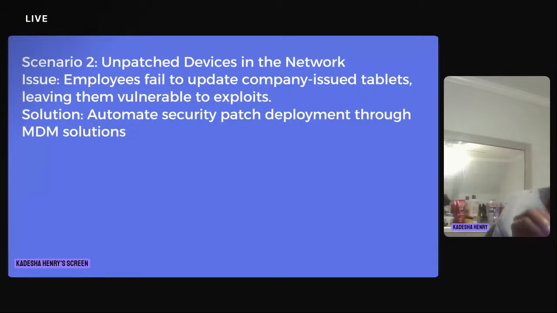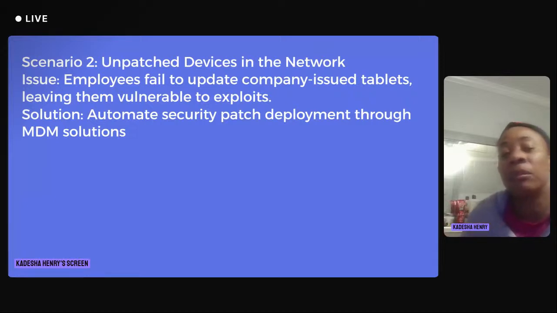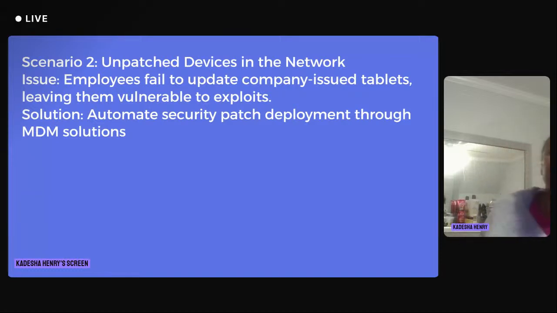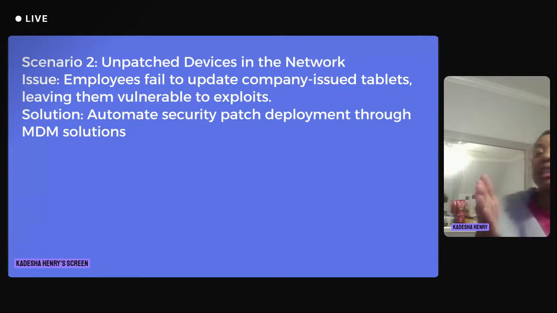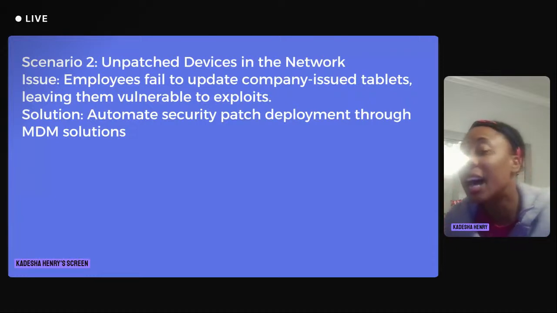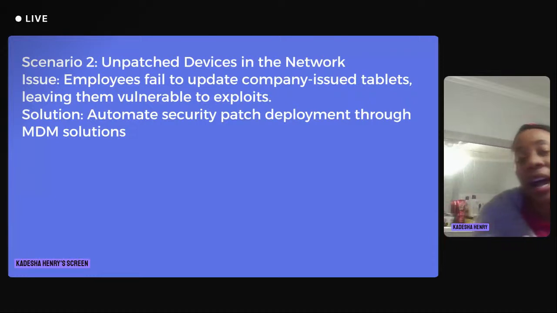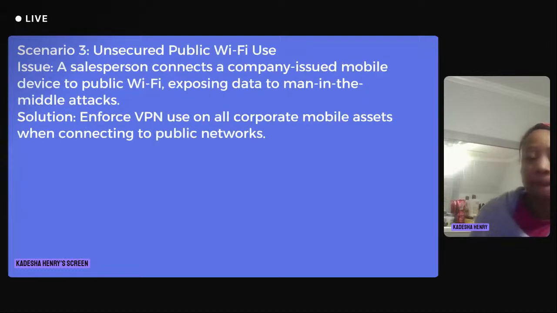If this particular company did not have the MDM, what would have happened? The whole system would have been exposed to malicious attackers. But because they bought the equipment that is compatible, that is aligned with the business need, they had this in it. Automated security patch deployment through the MDM solution. Do we get that?